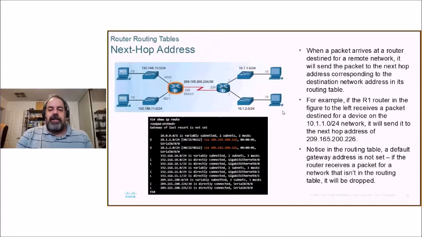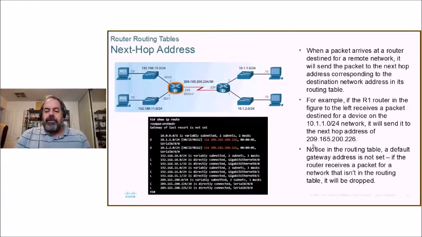Next hop IP address. When a packet arrives at a router destined for a remote network, it will send the packet to the next hop address corresponding to the destination network address in its routing table. For example, if the R1 router in the figure to the left receives a packet destined for the network 10.1.1.0, it will look up its routing table. And so here, the first entry that we look at is that. And it will send that packet to the next hop IP address of 209.165.200.226 and out that Serial 0/0/0 interface.